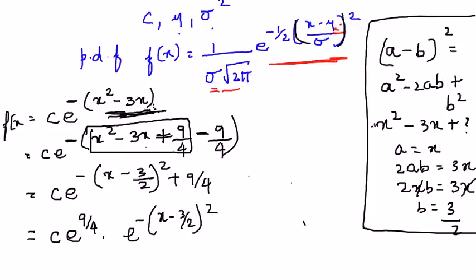Why am I writing it like this? Because my whole aim is to bring this given probability function as close as possible to this PDF, probability density function formula, right? This is the most important part of the sum up till this point.